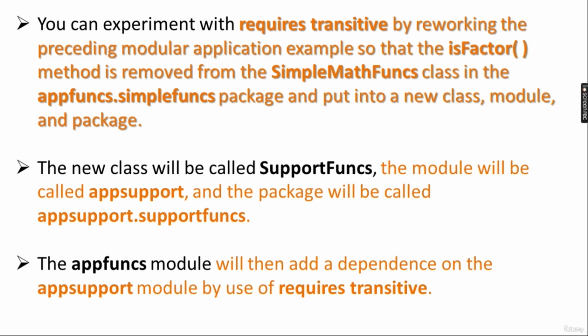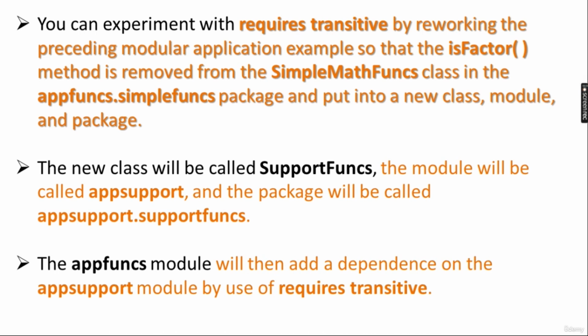Requires transitive: we rework the preceding modular application so that each factor method is removed from the simple mathematical function class in the app functions dot simple function package and put into a new class, module and package. If you want to implement it as an example, you can experiment with requires transitive by reworking the modular application example that we have seen in the previous session.